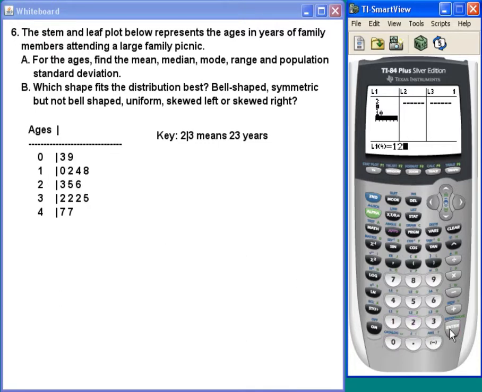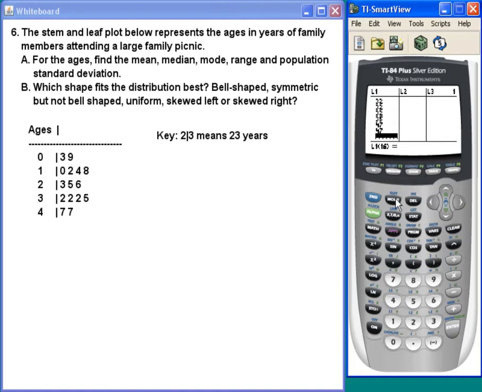Then 12, 14, 18, and 23, 25, 26. Then we have 32 3 times in a row, and then 35, then 47 2 times.